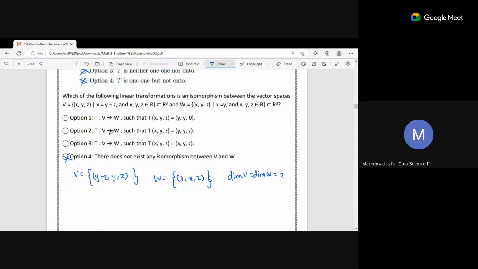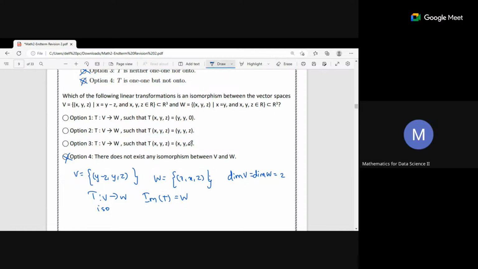Fine. So now remember, if T from V to W is an isomorphism, what do you know about the range of T, or the image of T? It should be equal to the same, ma'am. The dimension of V equals the dimension of W. Image of T should be equal to W. This is what you know about the image. So you have to look at the transformation whose image is equal to W.